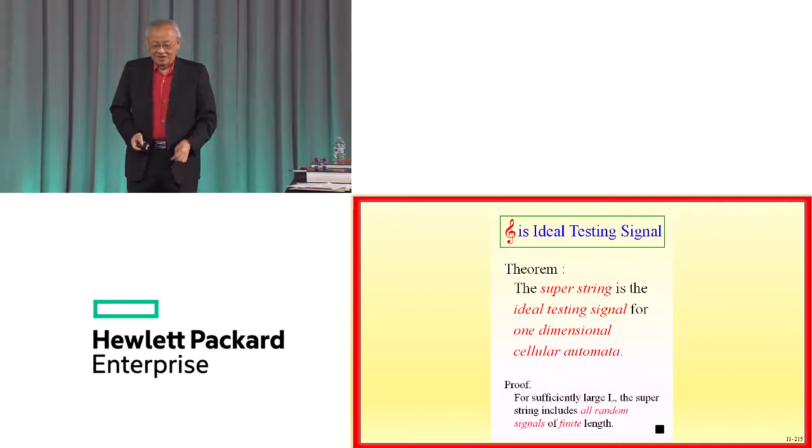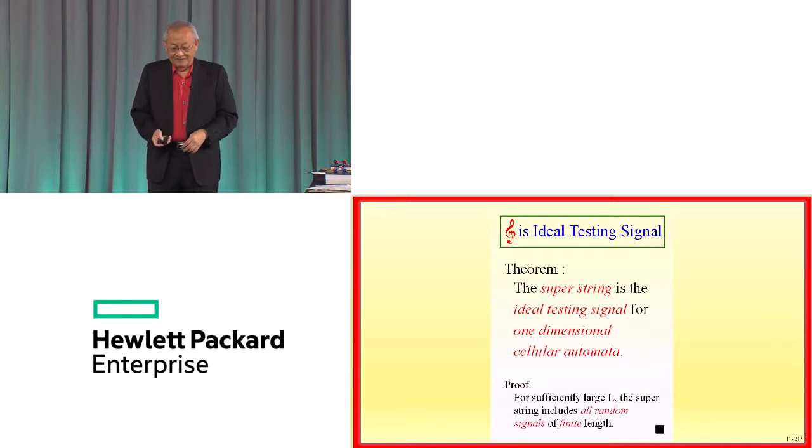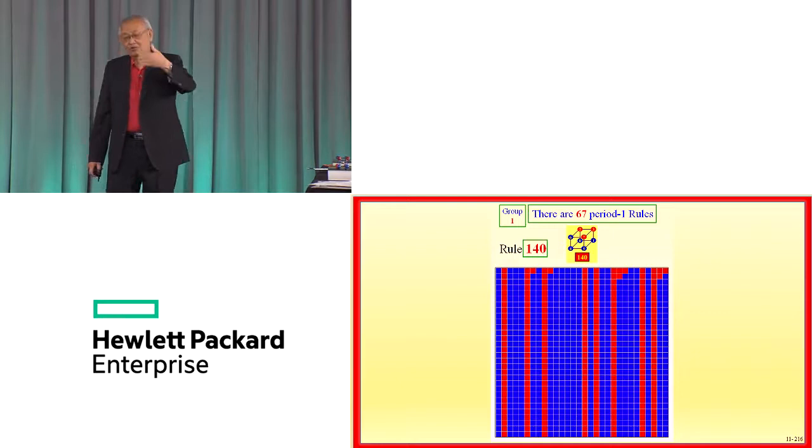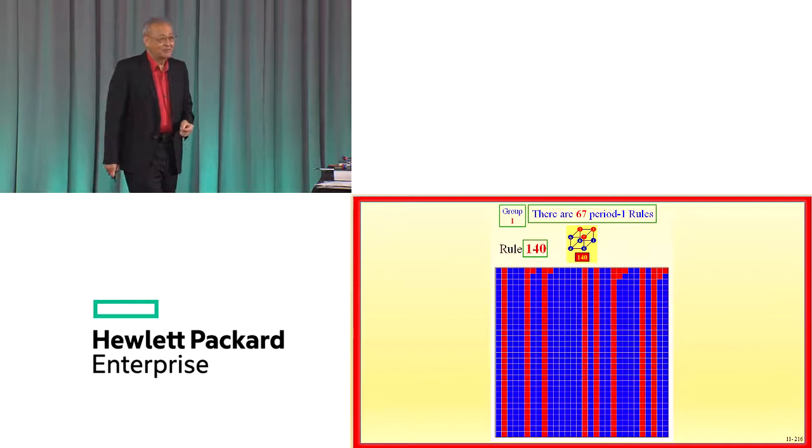Okay, so I have a theorem that the superstring is the ideal testing signal for one-dimensional cellular automata. Now, these were done by my students 10 years ago, when we started the project. We do some like Wolfram did, but we use a superstring instead of the single bit in the middle, and then classify them.